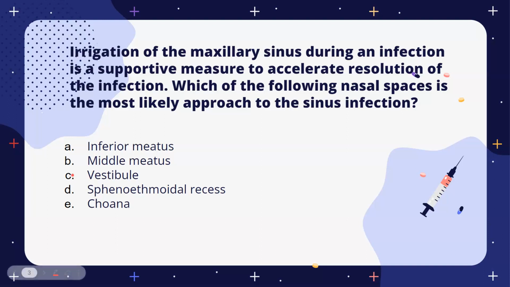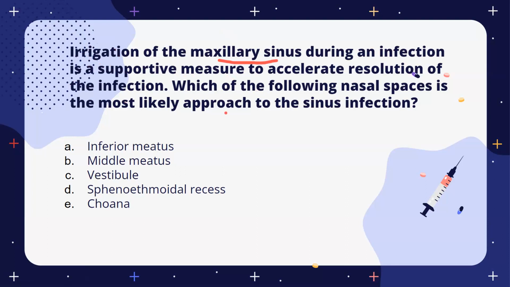So, let's break down the question first. Irrigation of the maxillary sinus during an infection. So, you were talking about the maxillary sinus. It's gotten infected, and what we want to do is irrigate it. What irrigation means is that there's a flow of water into the sinus. It's usually salt water, and then the water comes out as well. You do that for around 5 minutes, and that's supposed to help calm down the inflammation. And if there's phlegm or something stuck, it can help drain that as well.